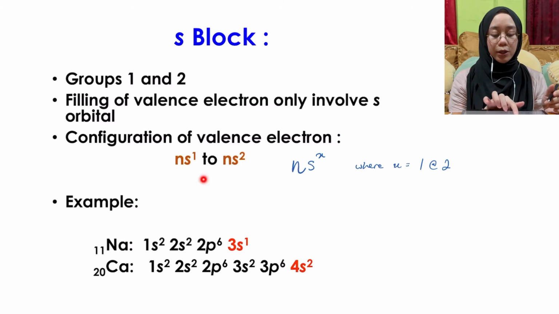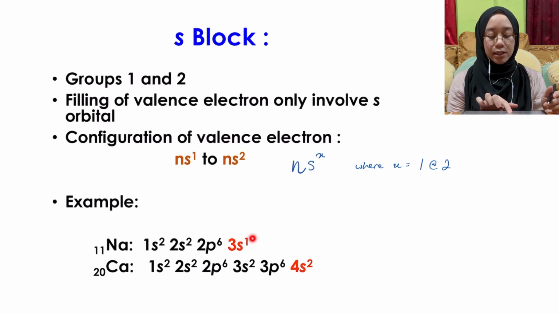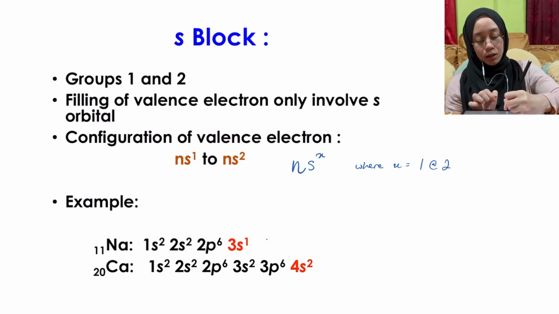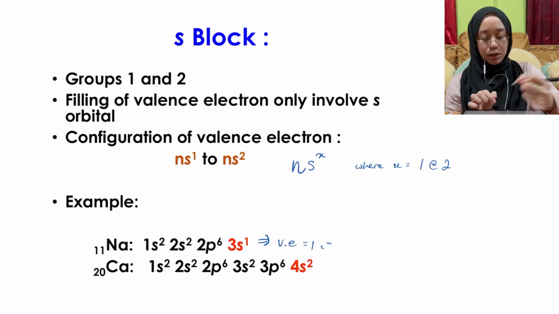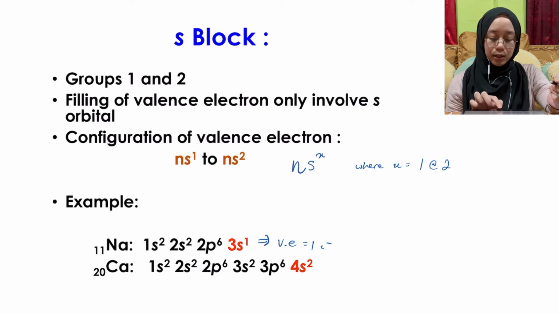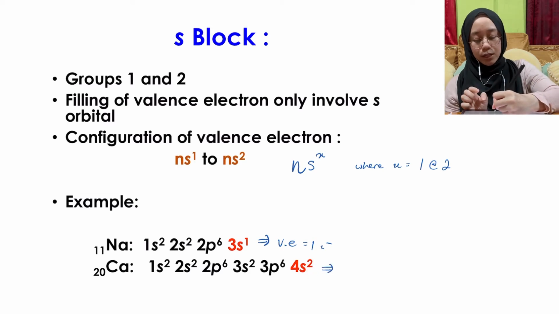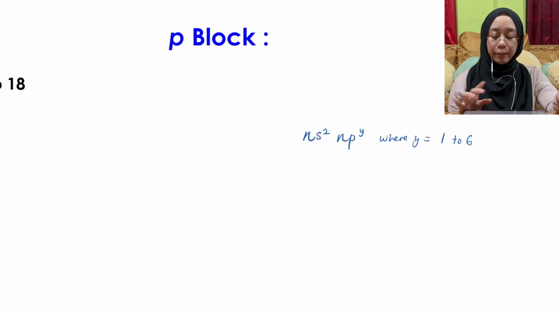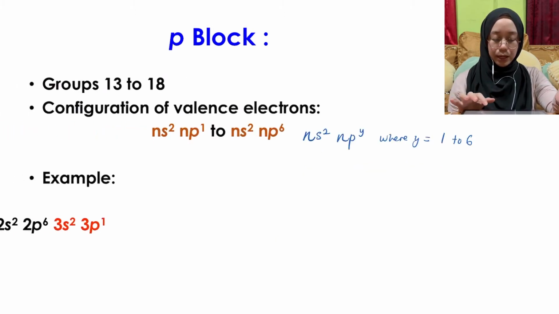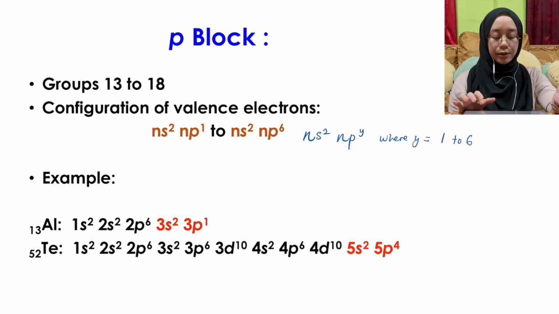S-block ni because dia ada 2 saja possibility dia, sama ada s1 ataupun s2. So depends, kalau macam ni 3s1 bermaksud the valence electron adalah 1 je. Okay, valence electron dia ada 1 elektron. Meanwhile, yang kalsium ni pula, so since dia punya valence electronic configuration adalah 4s2, s2, so valence electron dia adalah 2 elektron. Okay, tapi kalau P-block ni tadi, kita tengok balik untuk contoh aluminium dengan tellurium ni.